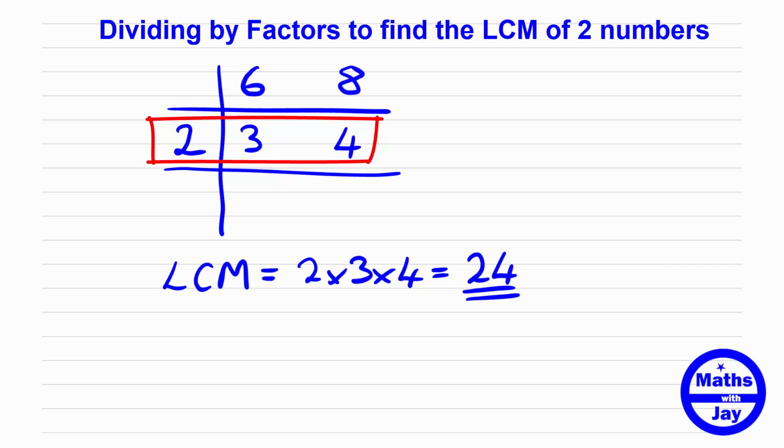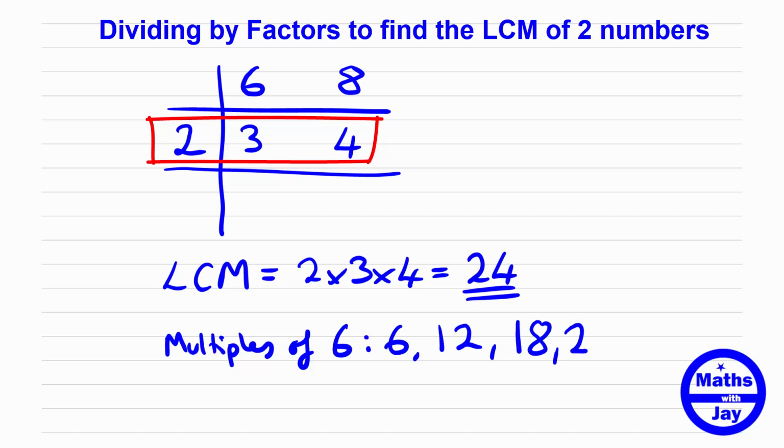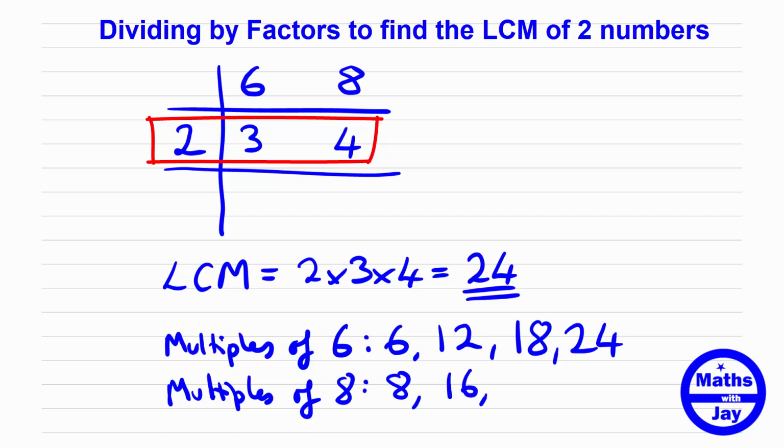And we can easily check that in this case with such small numbers, because we could write down the multiples of 6. So simply multiply 6 by 1, 2, 3, 4, 5 and so on if necessary. So 6 and then 12, 18, and then we get to 24. And similarly the multiples of 8. So 8 times 1 is 8, 8 times 2 is 16, 8 times 3 is 24. So we can see that the least common multiple of 6 and 8 is indeed 24.